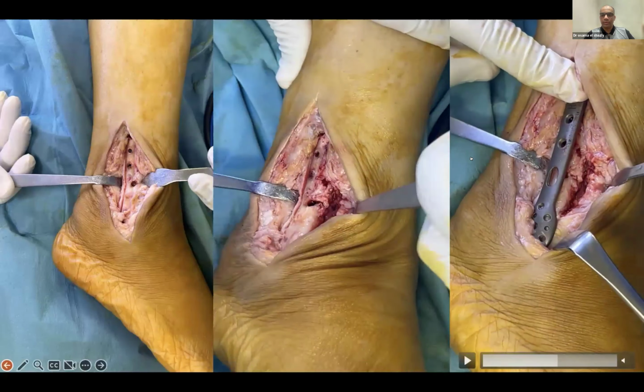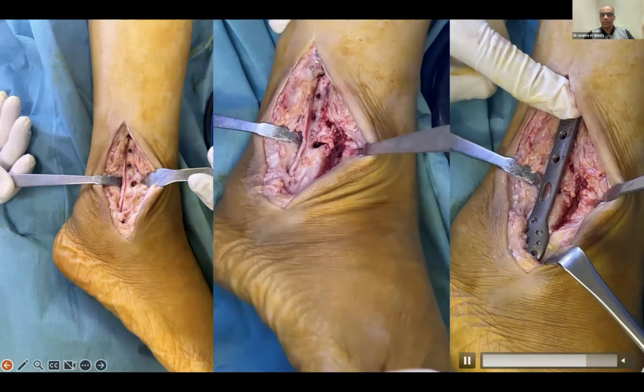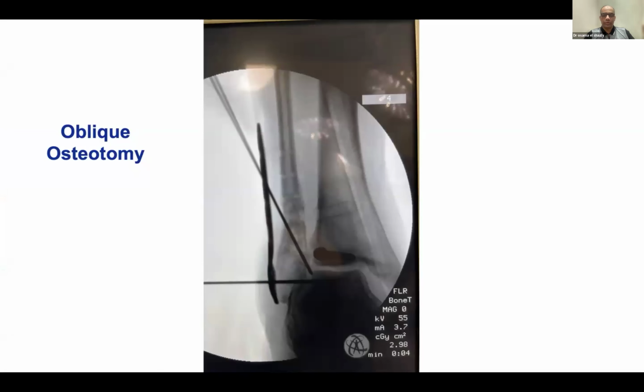And then we proceed. Here is the syndesmosis, how it's open. And then we go for oblique osteotomy for the patient. The value of oblique osteotomy is that when you do it, you don't need to disrupt the syndesmosis. So you can restore the length of the fibula without disruption of syndesmosis.